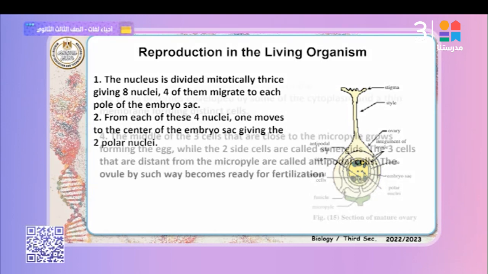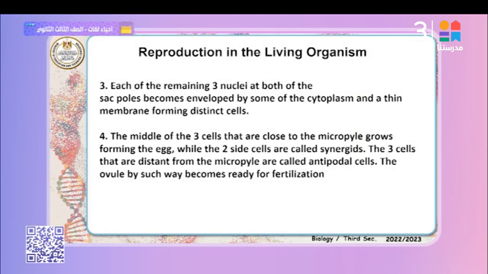Okay, that's right. Reproduction in living organisms, follow me. Each pole keeps 3 nuclei. Each set of nuclei becomes enveloped by some cytoplasm and a thin membrane, forming distinct cells. The middle one of the three cells close to the micropyle grows to form the egg cell. Along its sides are cells called the synergid cells. The three cells distant from the micropyle are called antipodal cells. The ovule in this way becomes ready for fertilization when the male nucleus enters it.